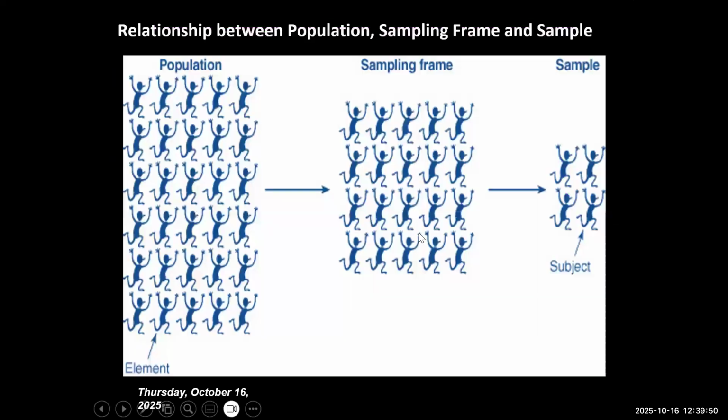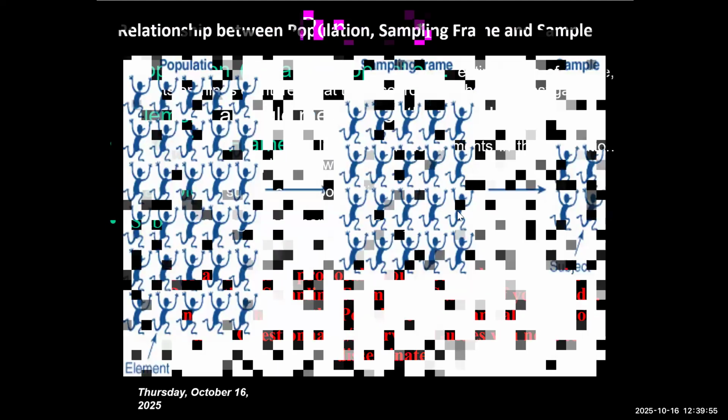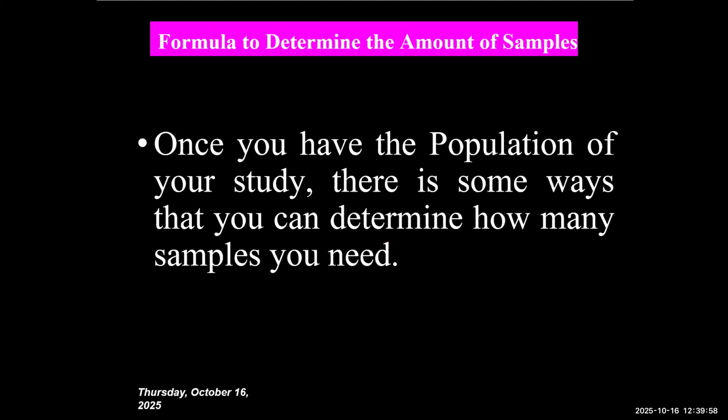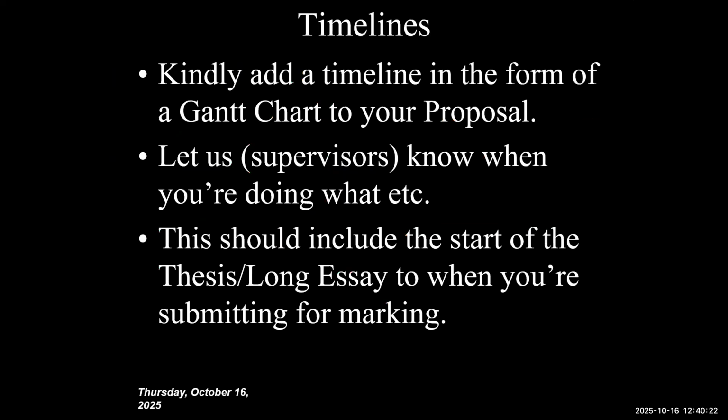Once you identify your population and know those you are going to collect the data from, the next thing is to determine the size. And once you know the size, then you go with the sampling. Note that for each type that you choose, you must have reasons. You have to justify everything you do, and you justify with literature, not from your own mind that I want to do this. Anything you are doing, there's literature that should support or help you justify it.